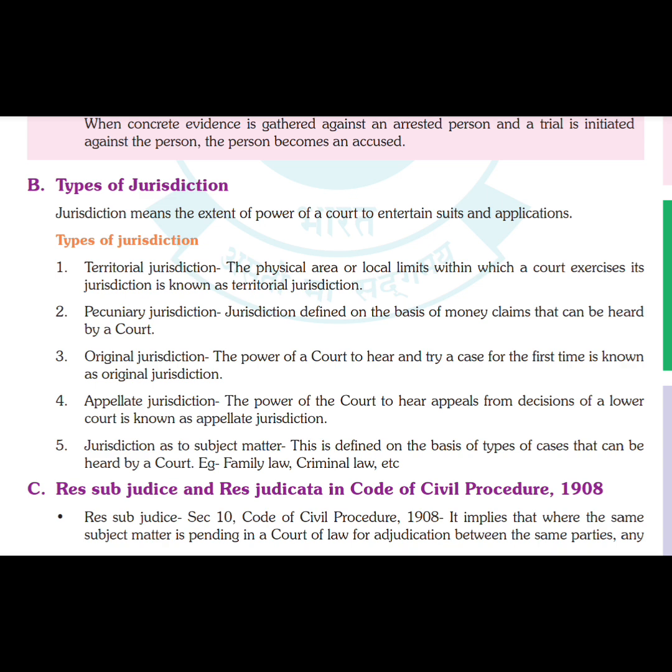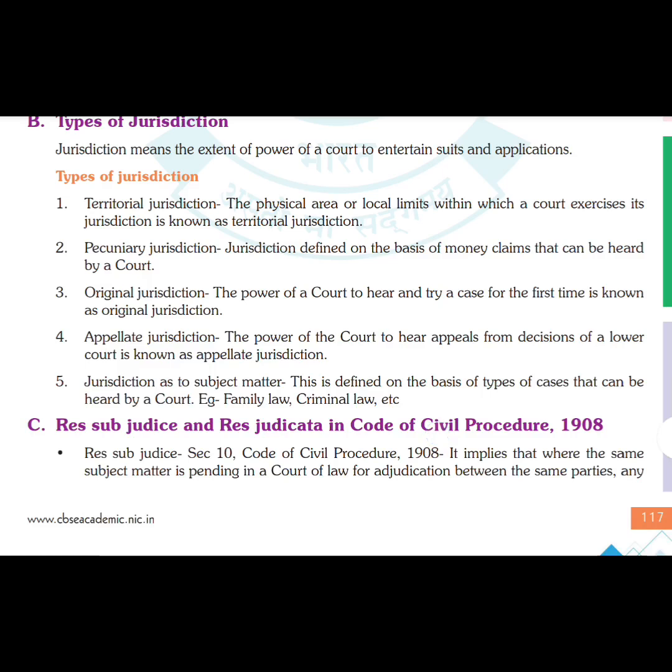That will be known to be ultra vires, and the decision will be erroneous on the ground of lack of jurisdiction. So the types are: territorial means the physical area or local limits within which a court exercises its jurisdiction, like a district court. The High Court of Allahabad cannot take the case of the High Court of Bhopal, because it's outside its jurisdiction. Pecuniary jurisdiction is defined on the basis of money claims.